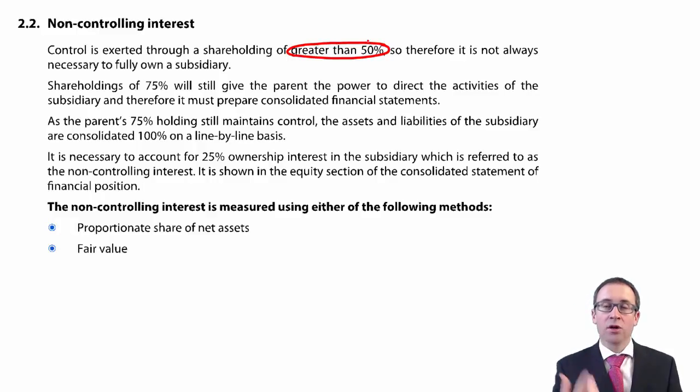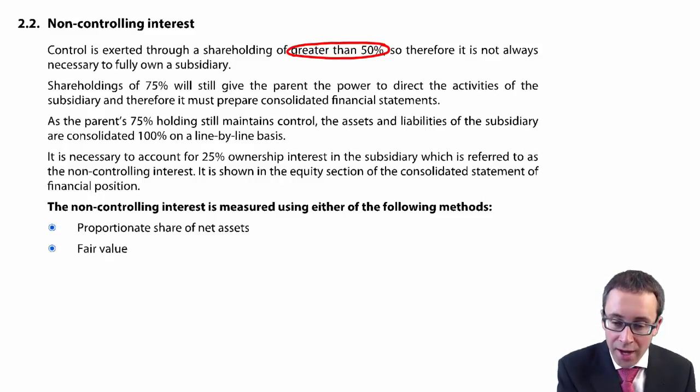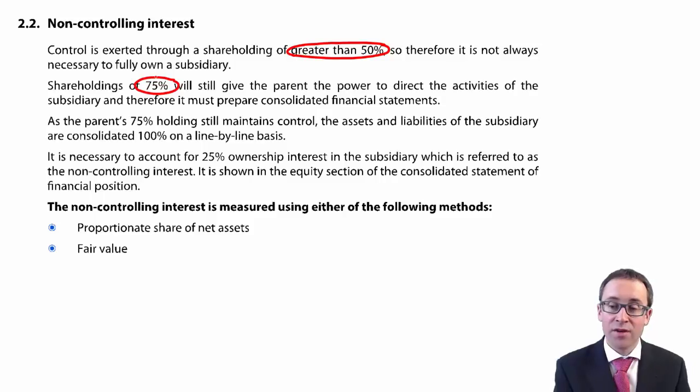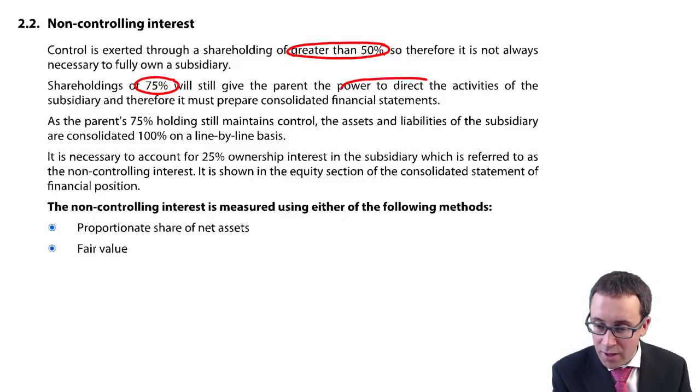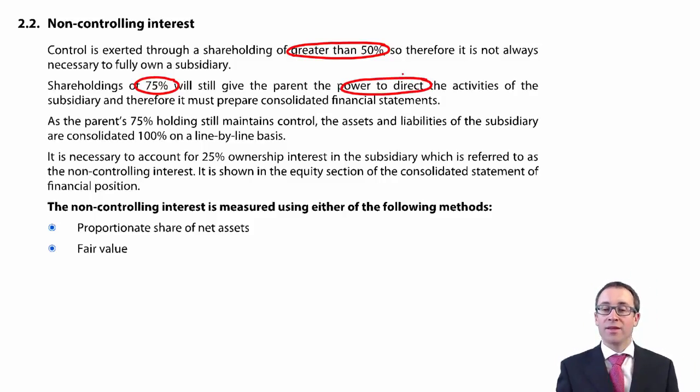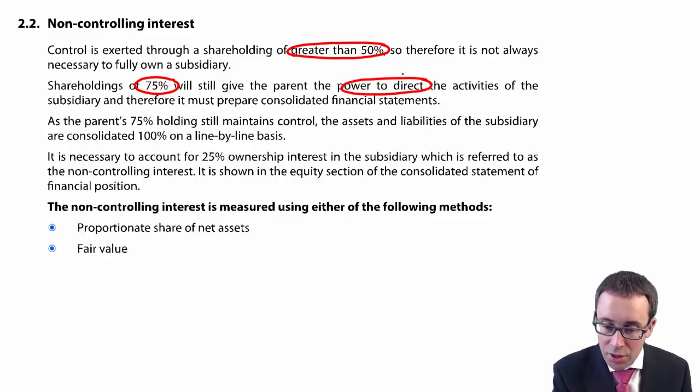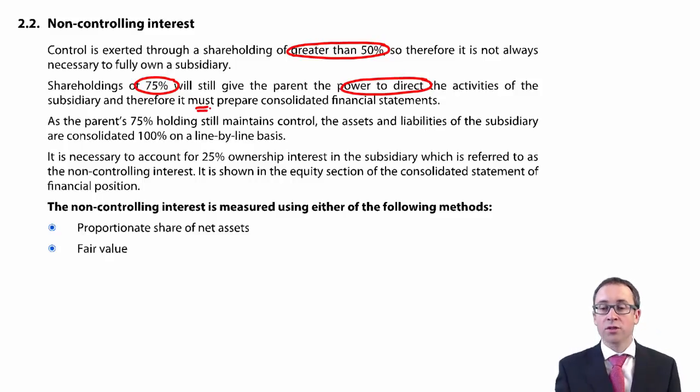So as long as you have greater than 50%, it doesn't necessarily need to be 100%. So you could have, say, as it's in the notes, 75%, which is greater than 50, which gives you the power to direct the activities. If that's the case, then you must still prepare your consolidated financial statements. Remember when we spoke about the basic principles, we were talking about control and ownership. So even if we don't own 100%, but own greater than 50, then we still have control, don't we?